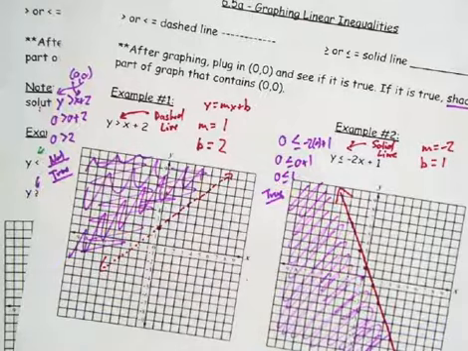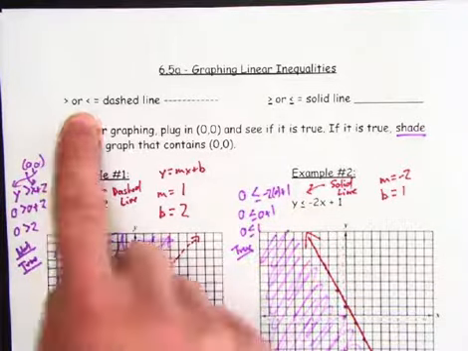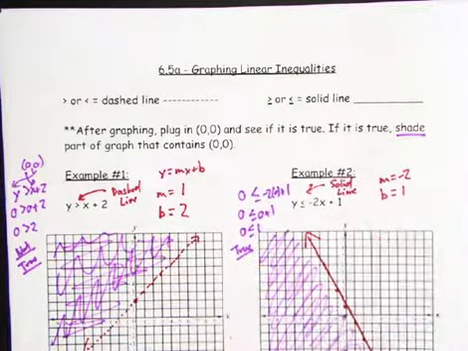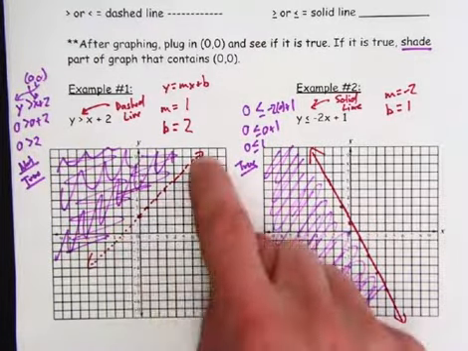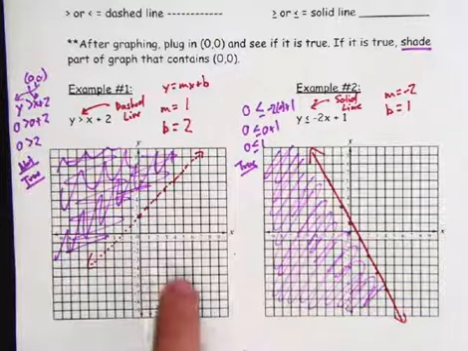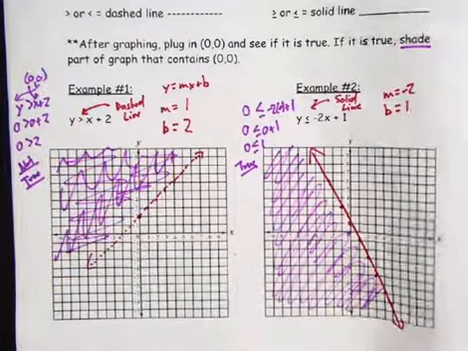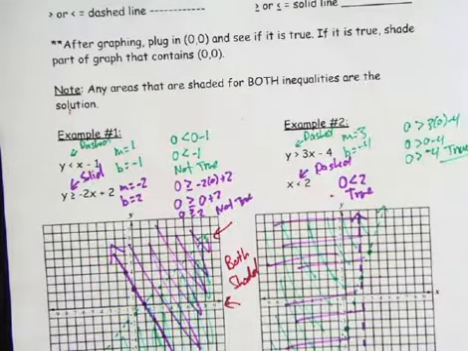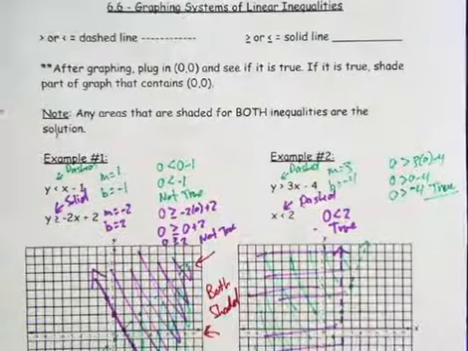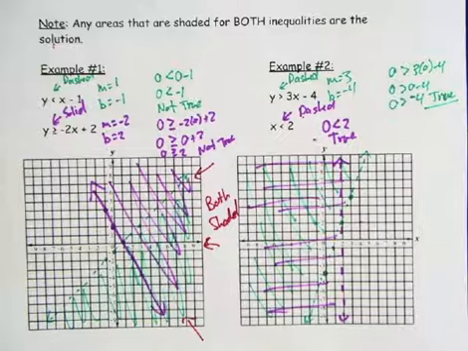Okay? If we want to graph linear inequalities, remember that a dashed line represents greater than or less than. A solid line, greater than or equal to or less than or equal to. We're going to draw the line, either dashed or solid. We're going to plug 0, 0 in. If it's true, we're going to shade the side that has 0, 0, like over here. If it's not true, we're going to shade the side that doesn't have 0, 0. And then to graph systems of linear inequalities, we're just going to graph each linear inequality, make sure we shade, and then find any areas where they're both shaded, and that's going to be our solution.